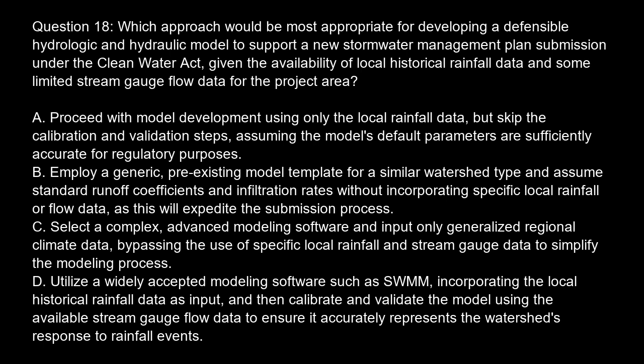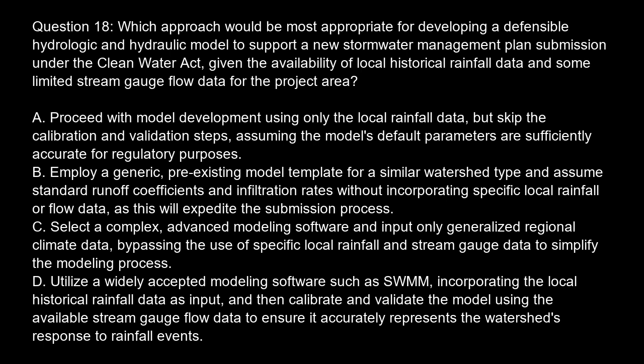Option A. Proceed with model development using only the local rainfall data, but skip the calibration and validation steps, assuming the model's default parameters are sufficiently accurate for regulatory purposes. Option B. Employ a generic pre-existing model template for a similar watershed type and assume standard runoff coefficients and infiltration rates without incorporating specific local rainfall or flow data, as this will expedite the submission process.